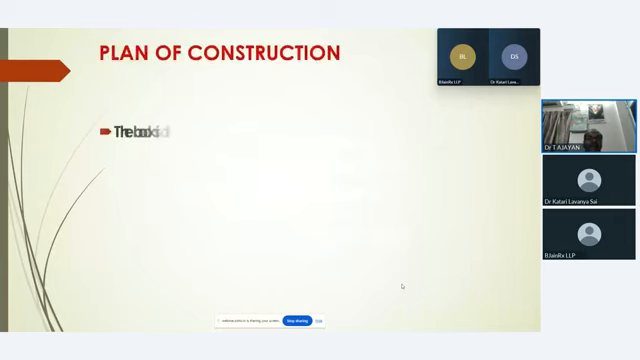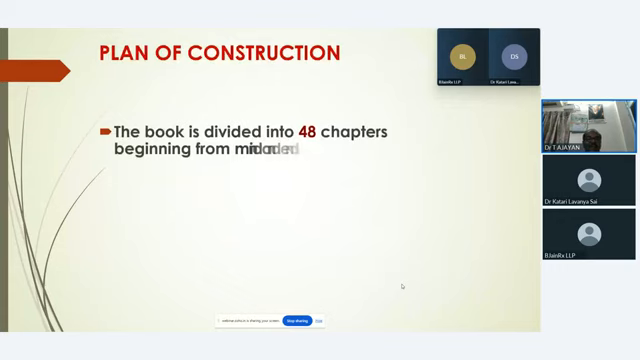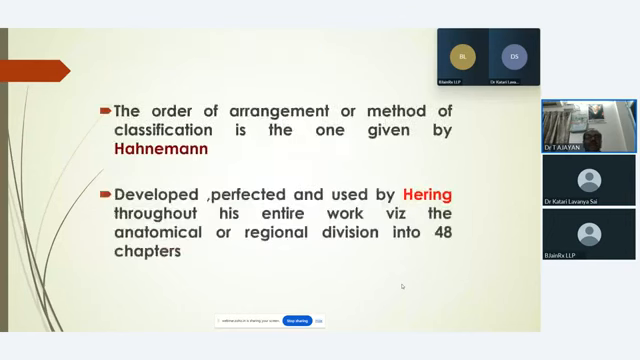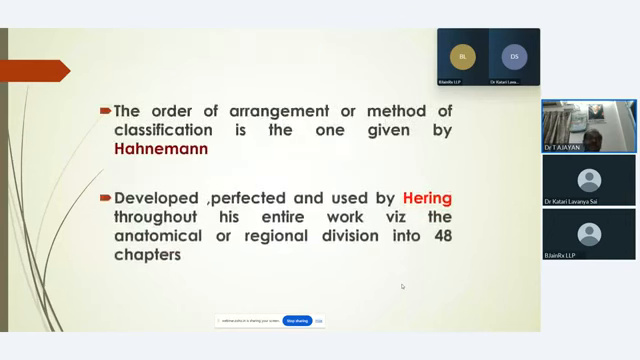Plan and construction: the book is divided into 48 chapters, beginning from Mind and ending with Drug Relationship. There are around 400 medicines with a complete list of their abbreviations. That is the plan and construction. The order of arrangement and method of classification is the one given by Hahnemann, developed, perfected and used by Hering throughout his entire work: the anatomical and regional division, with the 48 chapters.